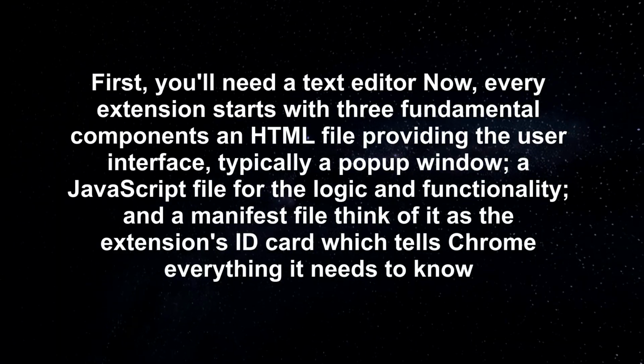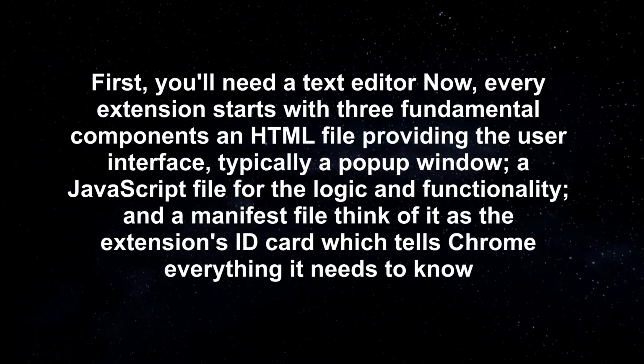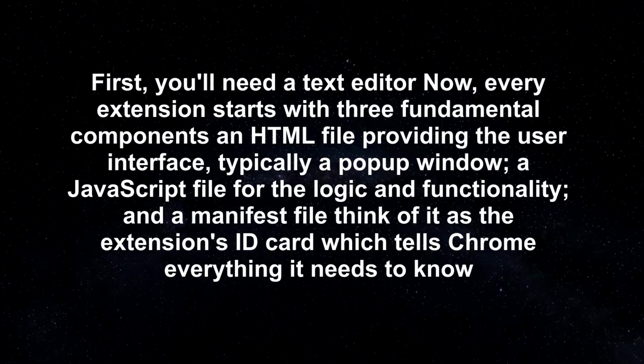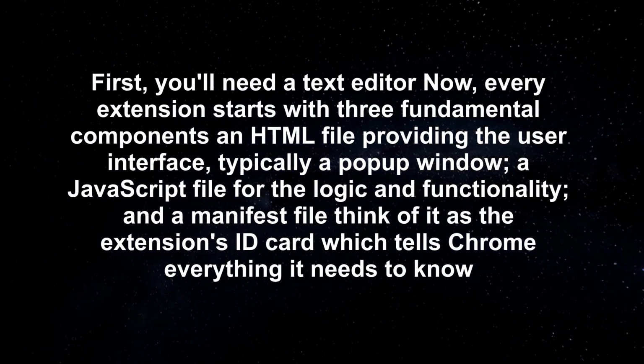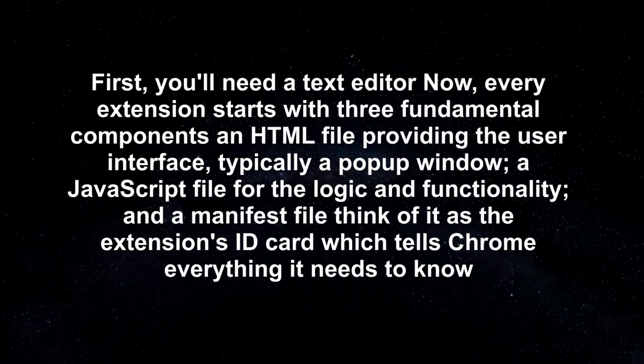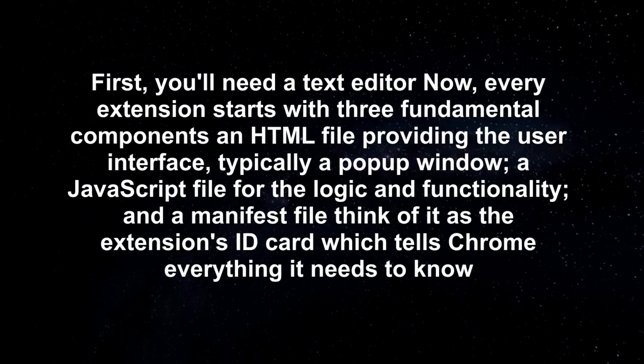Every extension starts with 3 fundamental components: an HTML file providing the user interface, typically a pop-up window, a JavaScript file for the logic and functionality, and a manifest file. Think of it as the extension's ID card, which tells Chrome everything it needs to know.